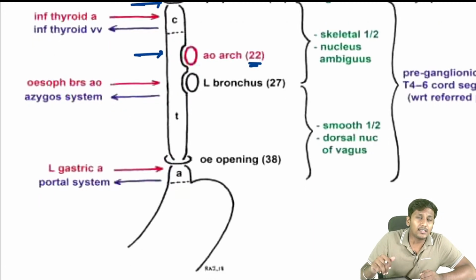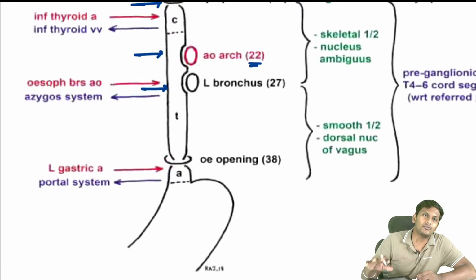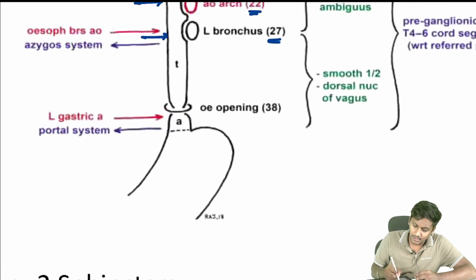Okay. And then the third constriction is at the level where the left main bronchus is going to compress the esophagus. As the left main bronchus compresses the esophagus slightly, it is going to cause the third constriction that you have to remember. It is usually 27 centimeters away from the upper central incisors. And lastly, the fourth constriction of the esophagus, bache, is going to be 38 to 40 centimeters away from the upper central incisors, and this is at the gastroesophageal junction.